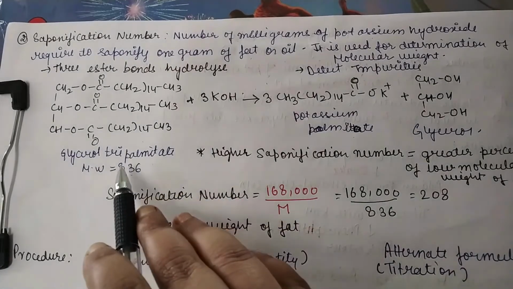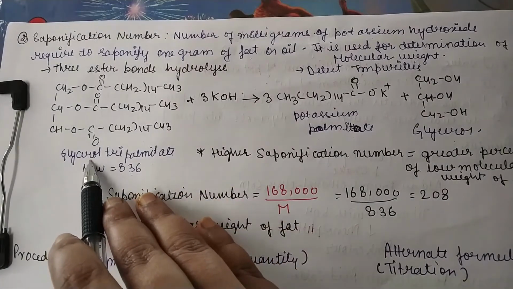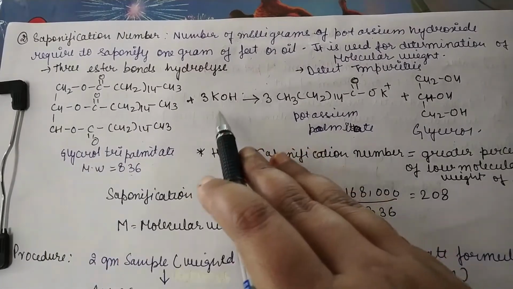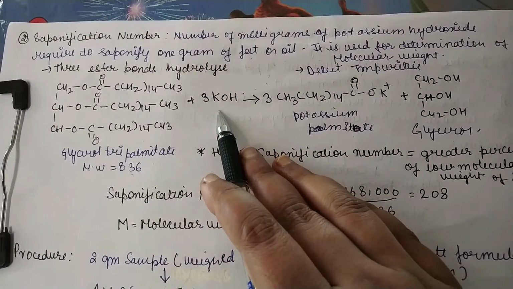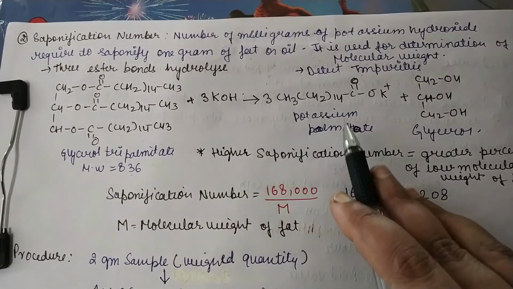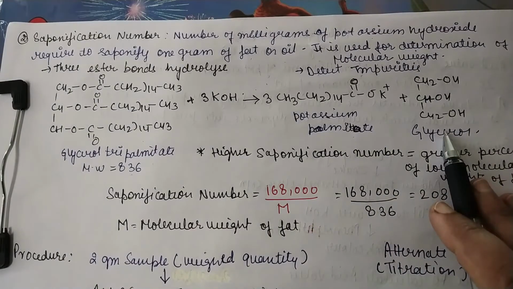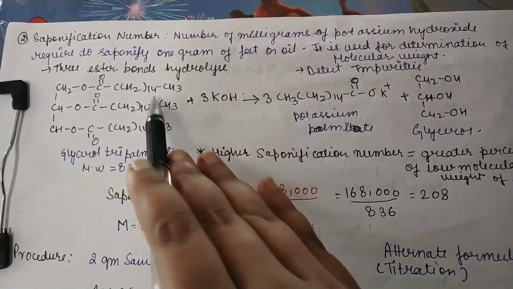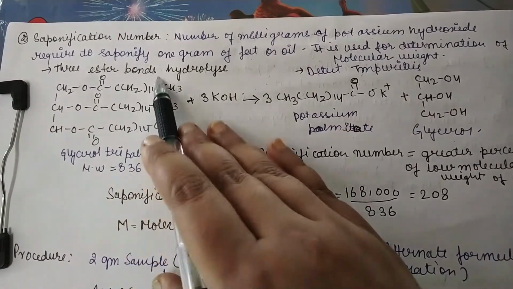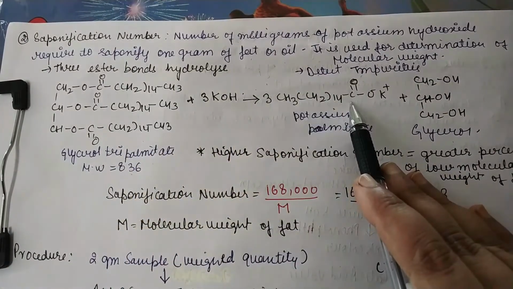So here let's see an example. This is the glycerol tripalmitate. When it reacts with 3 molecules of potassium hydroxide, it gives potassium palmitate and 1 molecule of glycerol. So ultimately, the ester bond breaks and it is converted into a salt derivative.